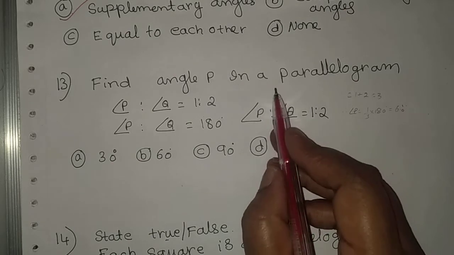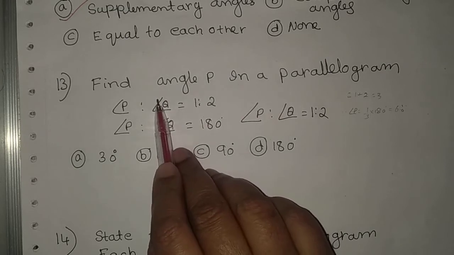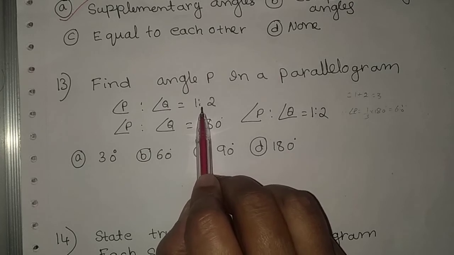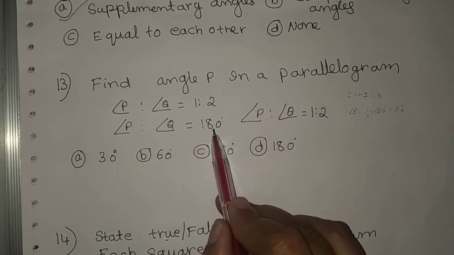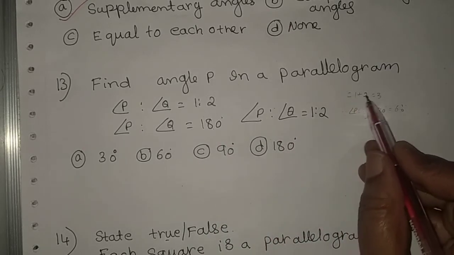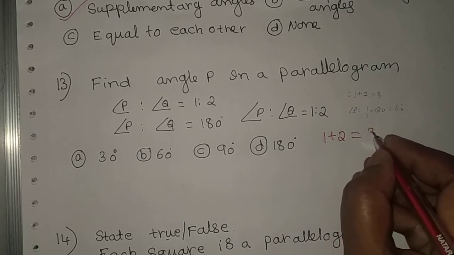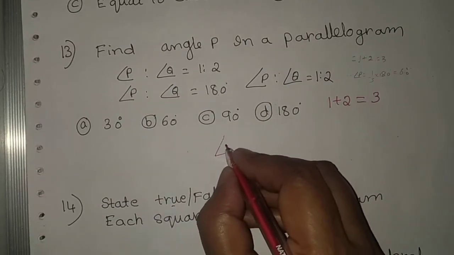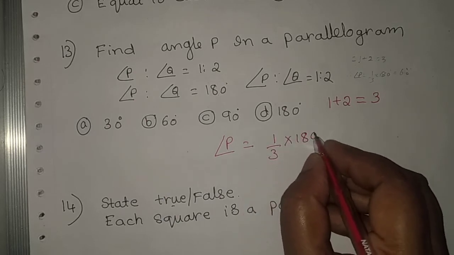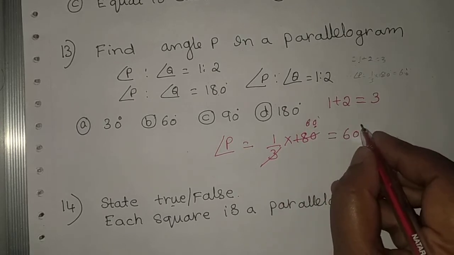Next, find angle P in a parallelogram. A parallelogram is there, and we have to find angle P. A ratio is given, P is to Q is equal to 1 is to 2. Then P plus Q is 180 degrees. We add the ratio, 1 plus 2, and we get 3. Finally, angle P is equal to 1 by 3 into 180. Then 3 ones are 3, 3 sixes are 18, and we get 60 degrees.